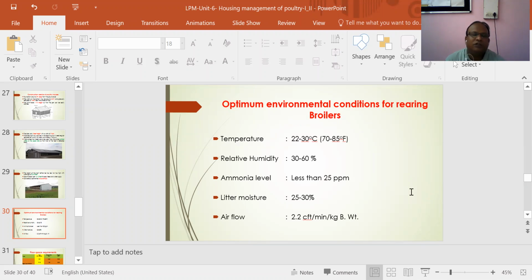Air flow in the shed should be 2.2 cubic feet per minute per kg body weight of the bird. That is the air flow, the fresh air coming into the shed from the window, or from tunnel ventilation, roof ventilation, or wall ventilation, whatever system is being used. The air flow rate should be at the rate of 2.2 cubic feet per minute per kg body weight of the bird.